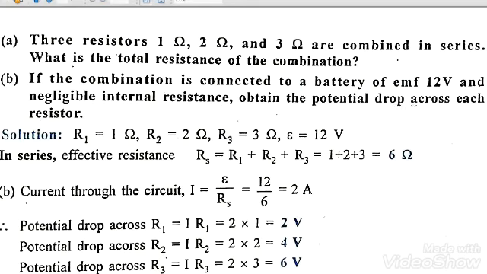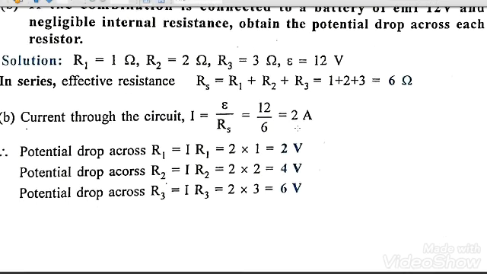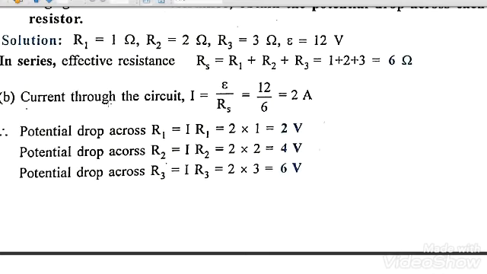Obtain the potential drop across each resistor. Then here we have to obtain the potential drop across each resistor. Then by taking a current through the circuit, that is I is given by E divided by Rs. Here E is nothing but the 12 volts and Rs is the effective resistance that is connected in series, that is 6. Then 12 divided by 6 is 2, so we are getting that as 2 amps.